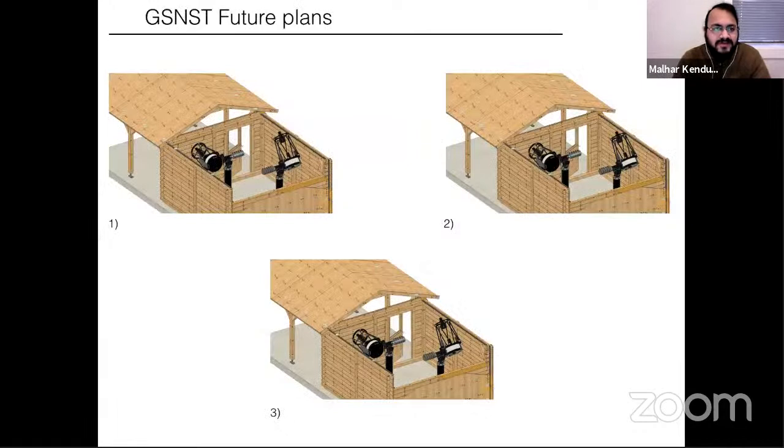For the GSNHD future plan, we are planning to set up 6 robotic telescopes in Northern British Columbia. Out of the 6, 1 robotic telescope will be a rapid response telescope, which will observe our discoveries and possible candidates.